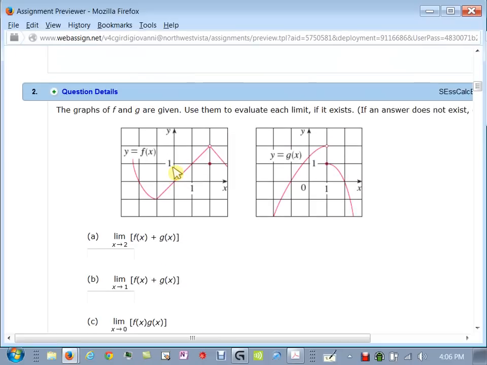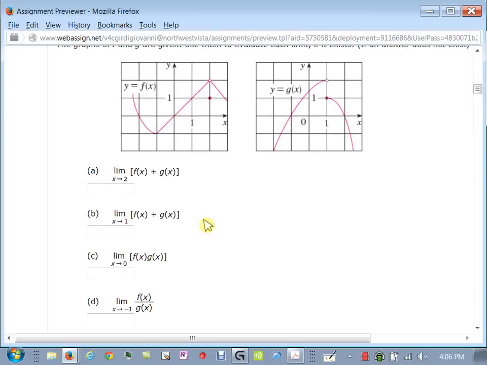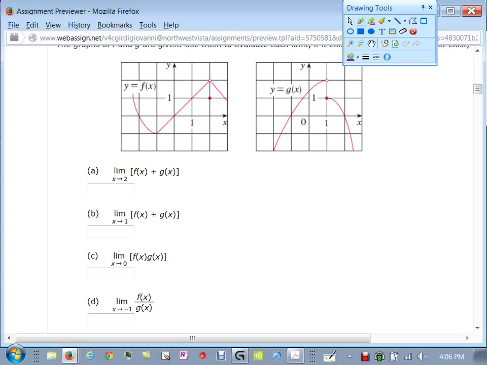Okay, the graphs of f and g are given. Use them to evaluate each limit. So here's f, here's g. All right, we'll try and do a few. So how about this one? This one turns out to be, because it's a sum, you can split it into two limits. Do the limit of f, add to that the limit x approaching 2 of g.